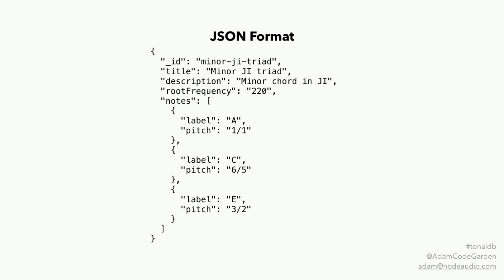So here's a simple example of the scale I showed at the beginning, and how it might be represented in this format. You have an ID, which is unique within each database, and you have your description, root frequency, notes, and the nice thing about JSON is it's extendable. You can add new things without breaking it.